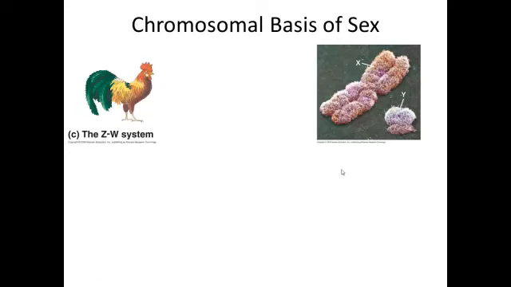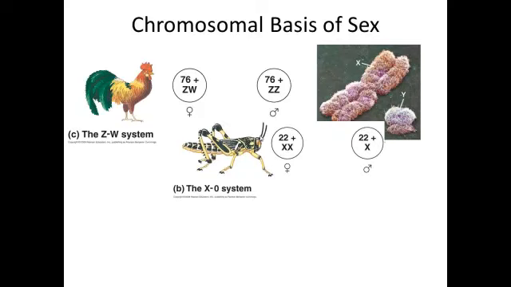Not all animals follow this system of sex determination. In birds and some other animals, the female is the heterozygote and the male is the homozygote. This is called the ZW system, since the sex chromosomes are different than those seen in mammals like humans. Some insects use the X0 system, where if it has two copies of the X chromosome, it is a female, and if it has one sex chromosome, it is a male.